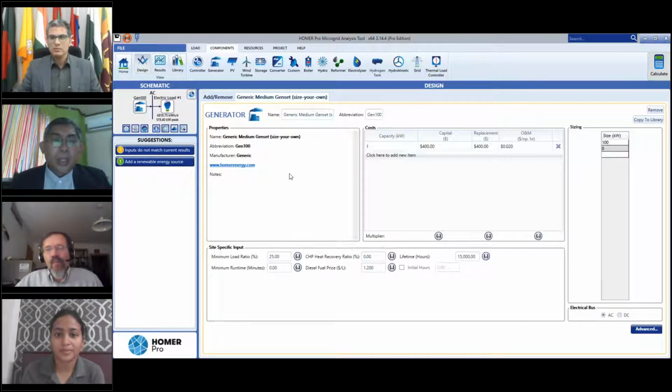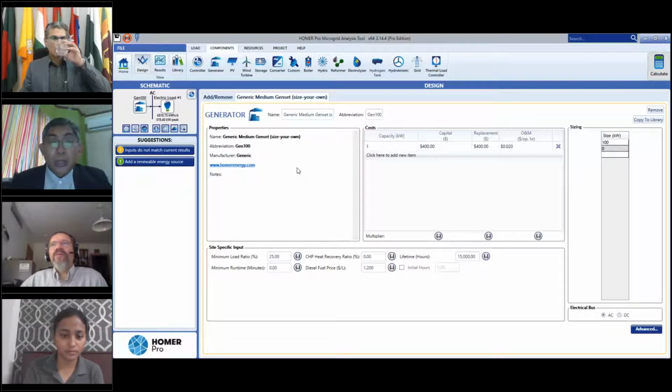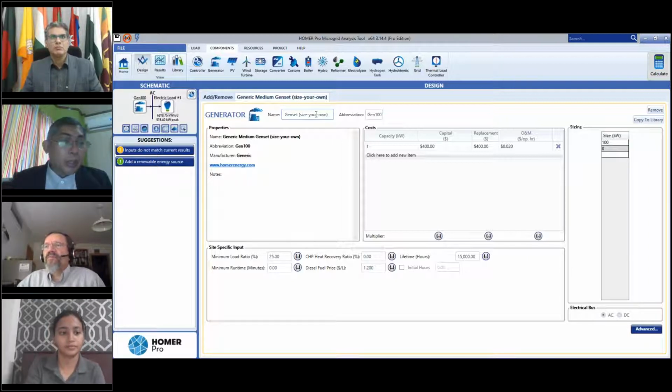Okay, so I'll just go through it again. From our previous village, we can simulate what is already existing in that village. In our previous model, we let HOMER find the best capacity of a genset, and it chose 580 kilowatts. Now, for existing gensets in a village, in this case, this village already has a genset of 550 kilowatts, so we can say existing genset.